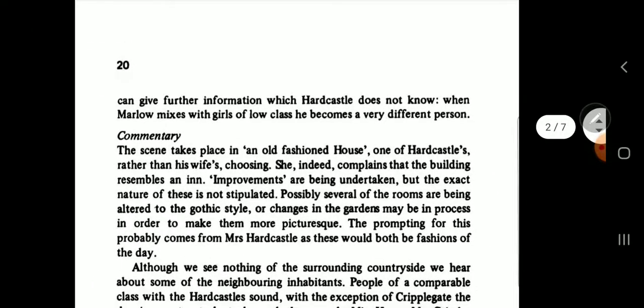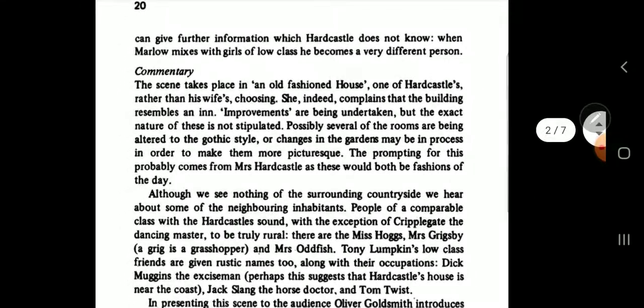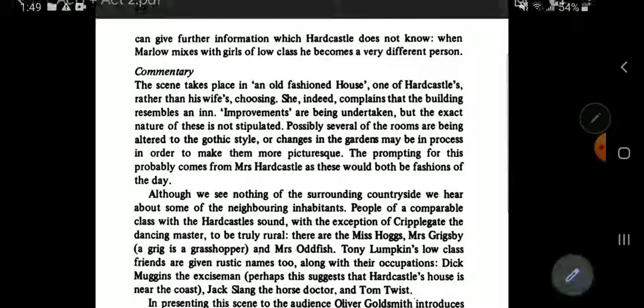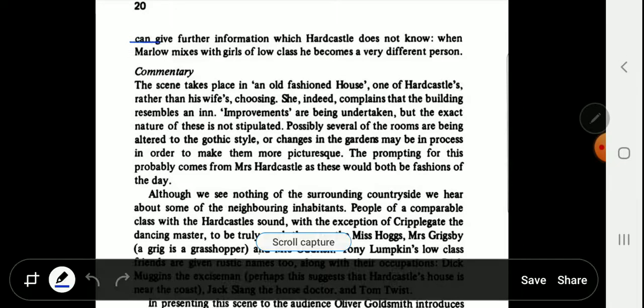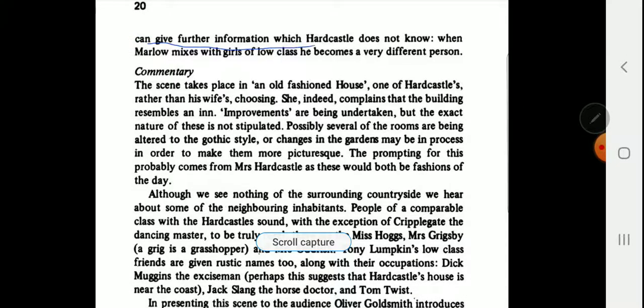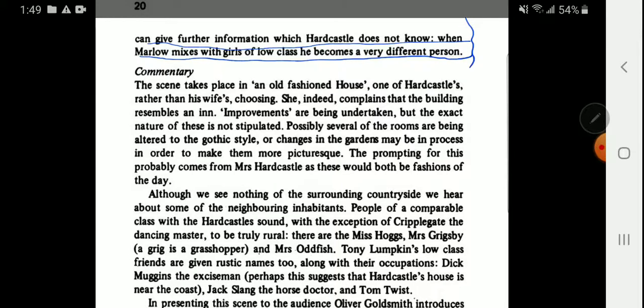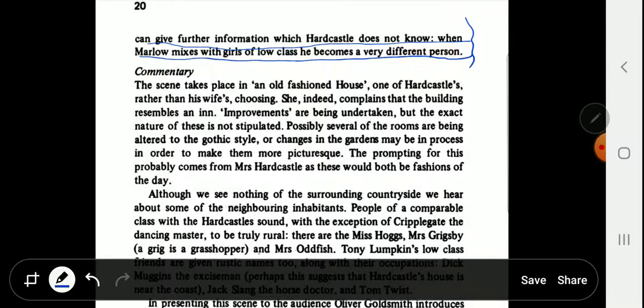And then we have a little bit of information here. She can give further information which Hardcastle does not know: when Marlow mixes with girls of low class, he becomes a very different person. So this information is quite clear from the beginning of the play.